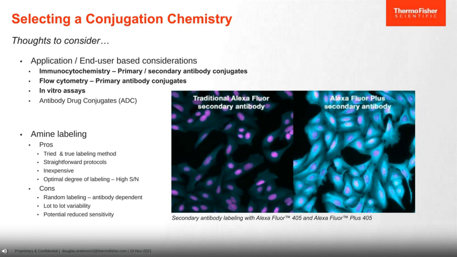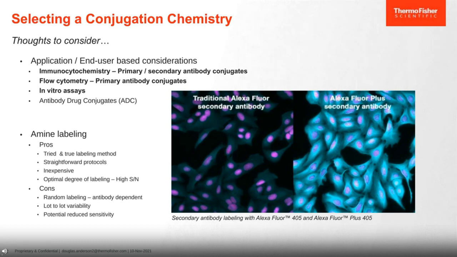With amine labeling, as I mentioned when going over the general conjugation chemistries, this is a very tried and true labeling method. It's extremely straightforward and also inexpensive, as it has been on the market for 30, 40 years and is really the gold standard when it comes to antibody conjugates. While these conjugates are straightforward and relatively simple, they more often than not meet the needs of your workhorse applications.